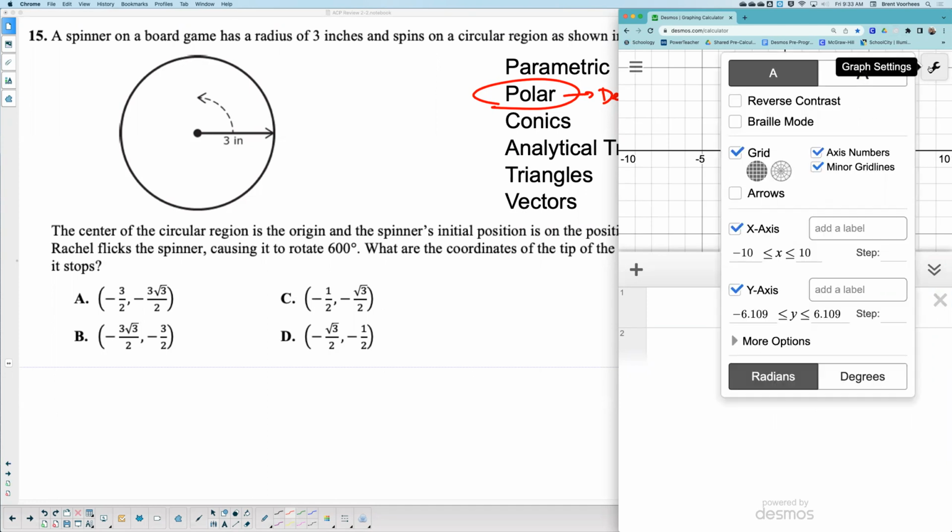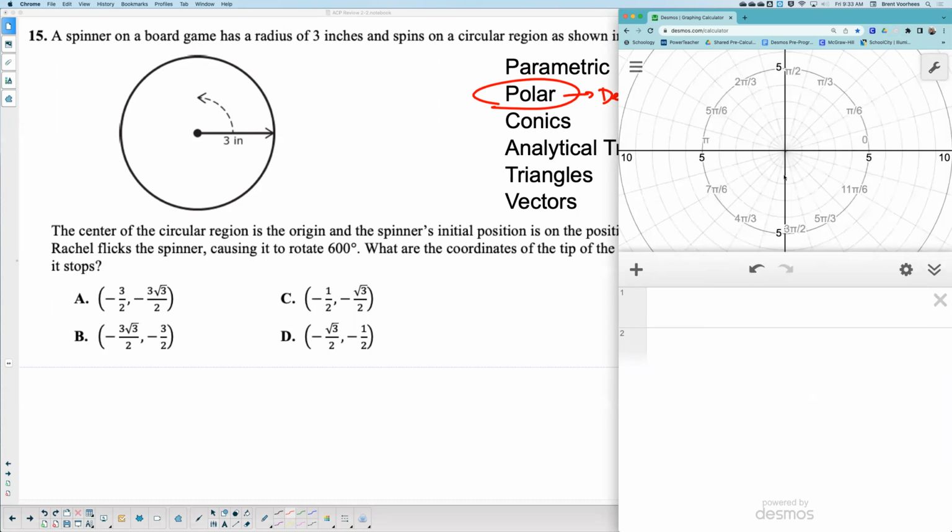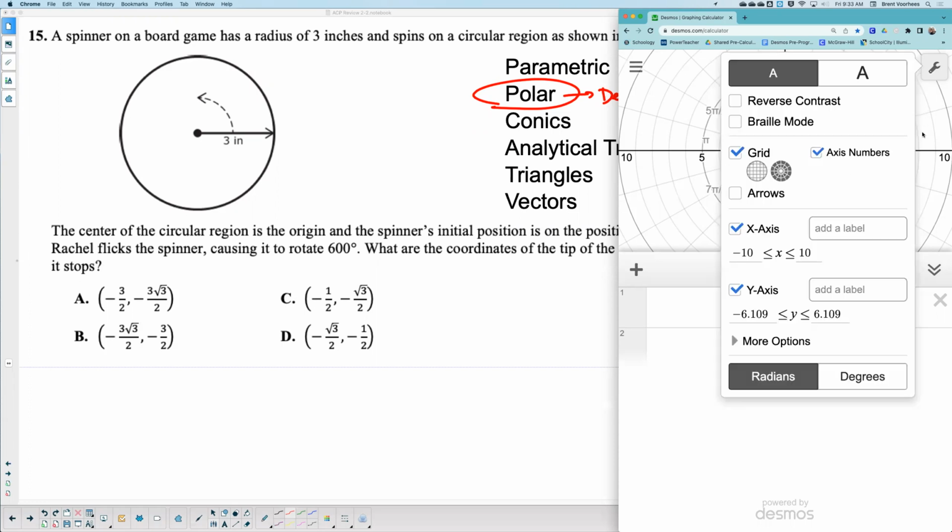Wrench, grid. The one that looks like a spider web is polar. Okay, now, right now, this is in pies. Are we in pies? This is in radians, I mean. Are we in radians, this problem? We're in degrees. How do you switch to degrees? Say wrench again. Wrench again. All right. Go in the wrench and you'll see it at the bottom.